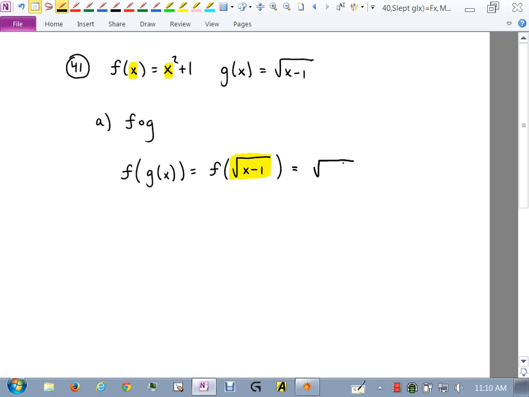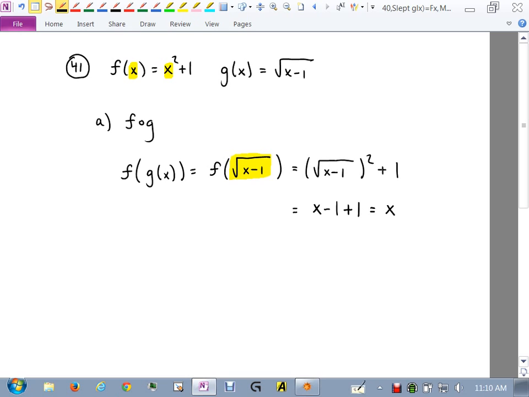The square root of x minus 1, square that, and then plus 1. So that is g being plugged into f. When you square a square root, it basically goes away. And then you get, oh, plus 1. The plus 1 is still there, and your answer is just x.